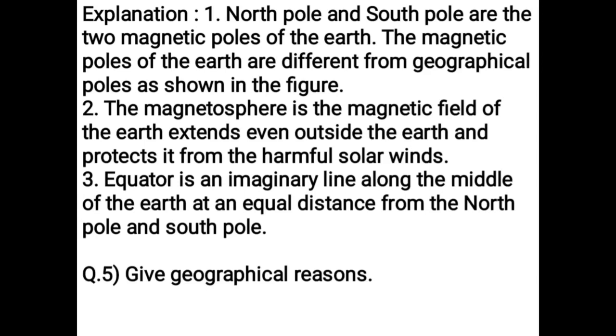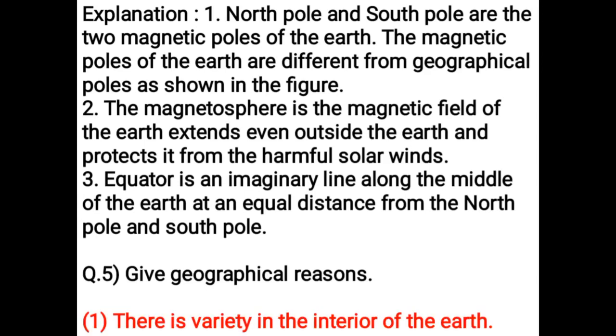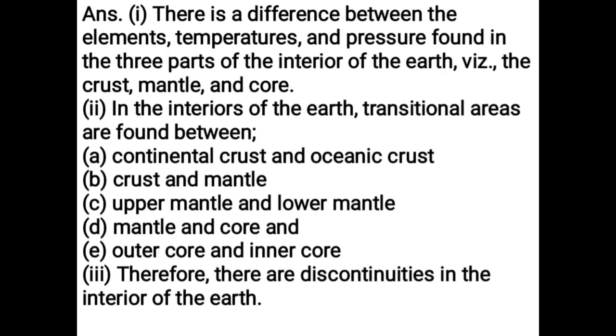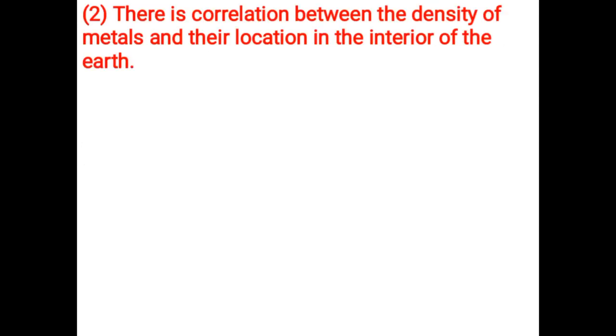View geographical regions. There is variety in the interior of the Earth. There is a difference between the elements, temperatures and pressure found in the three parts of the interior of the Earth, viz. the crust, mantle and core. In the interiors of the Earth, transitional areas are found between continental crust and oceanic crust, crust and mantle, upper mantle and lower mantle, mantle and core, and outer core and inner core. Therefore, there are discontinuities in the interior of the Earth.